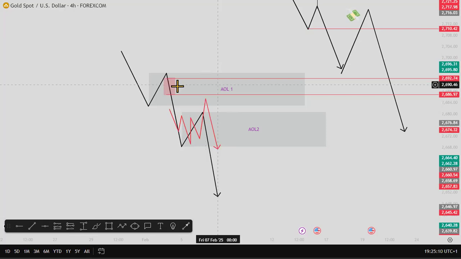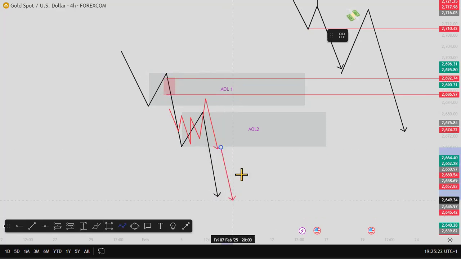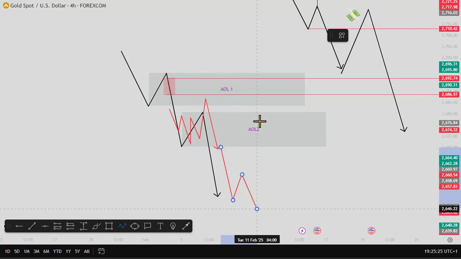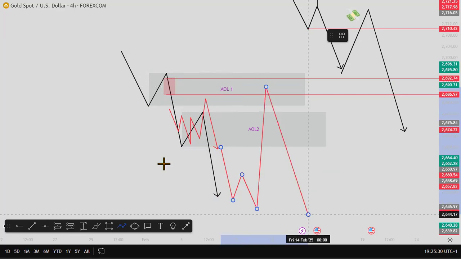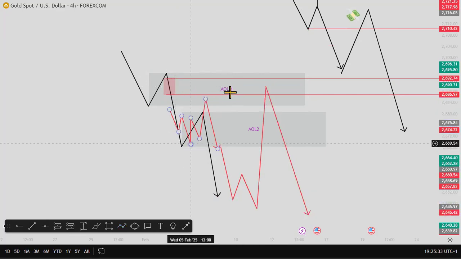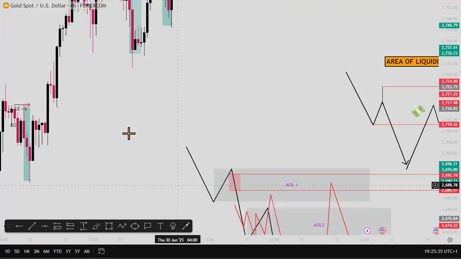I know that, all right, I still have a fresh area of liquidity in this region, the first region. So there is a high probability that even though price has gotten to this level, price is going to swipe all through to this first area of liquidity and continue dumping. I just hope you understand this illustration right here.